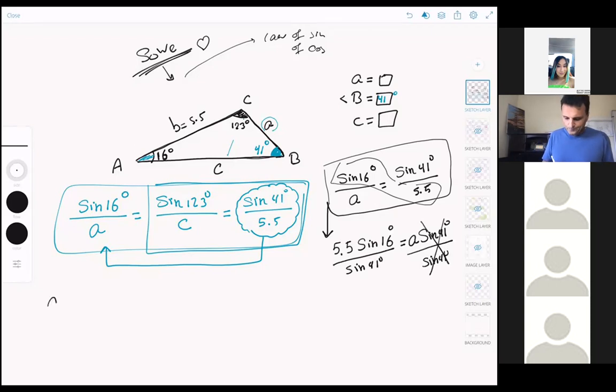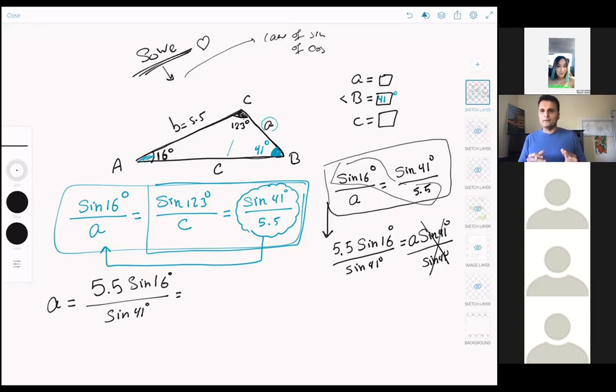Then I get A equal to 5.5 sine of 16 divided by sine of 41 degrees. Now you can type in the calculator. The way you're going to type it, you need to put this one inside of the parenthesis, then divided by sine of 41. I got 2.31, but I didn't put the entire equation in parentheses. I just put sine 16 in parentheses.